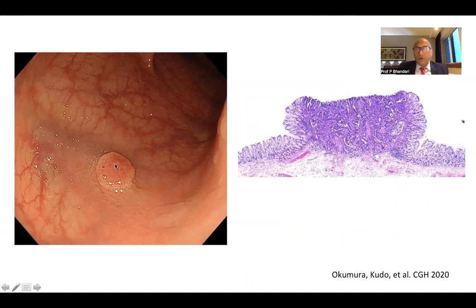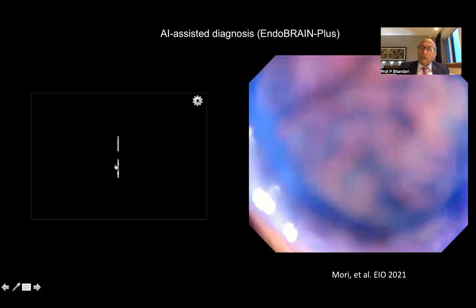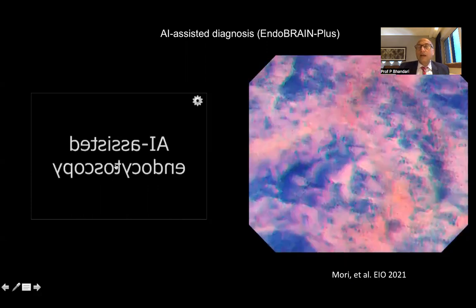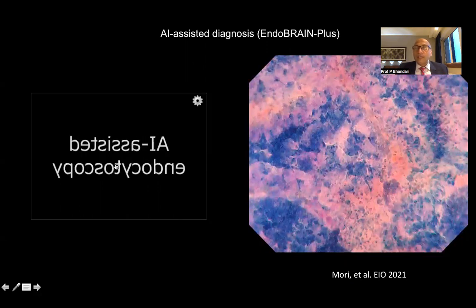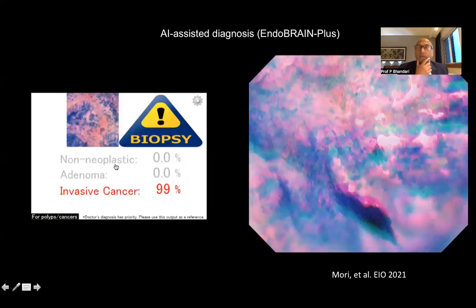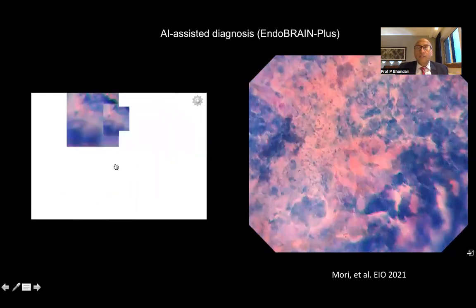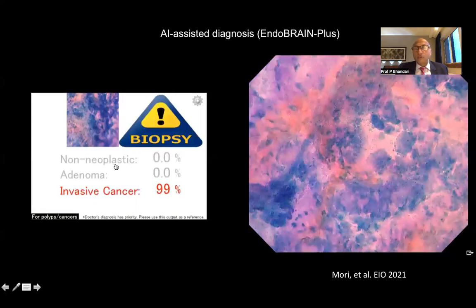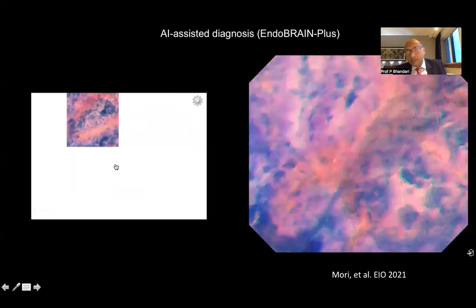This video was courtesy of Dr. Yuichi Mori, who gave it to me. You see here, it's not just using endocytoscope, but they're using EndoBRAIN, which is the AI. It will automatically see and interpret the image. It's got the right image, and it's telling you it's an invasive cancer. That was the polyp I showed you in the previous slide, very small. When it's seen with endocytoscope, different areas will give you different diagnoses. So you see right in the middle, it is an invasive cancer, and it gives you 99% certainty.